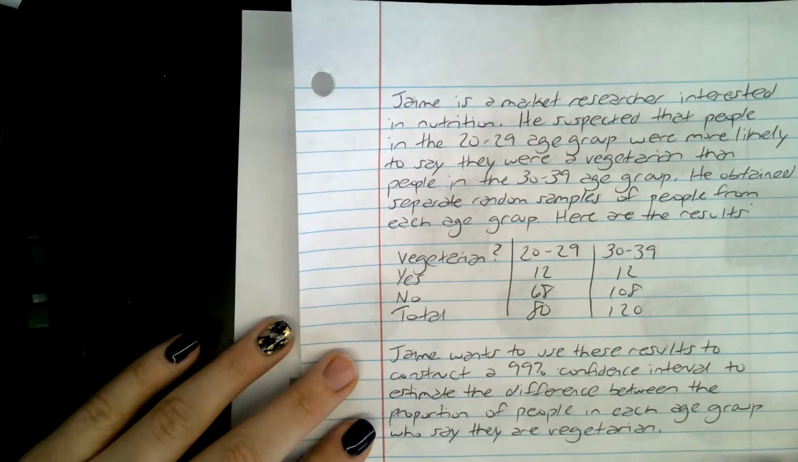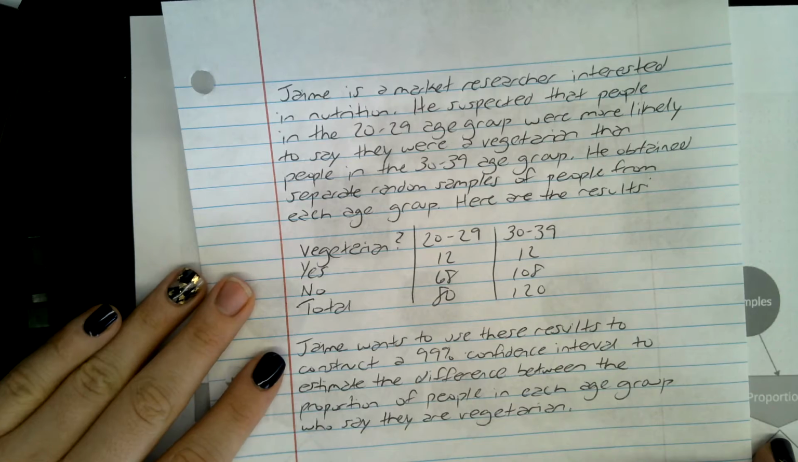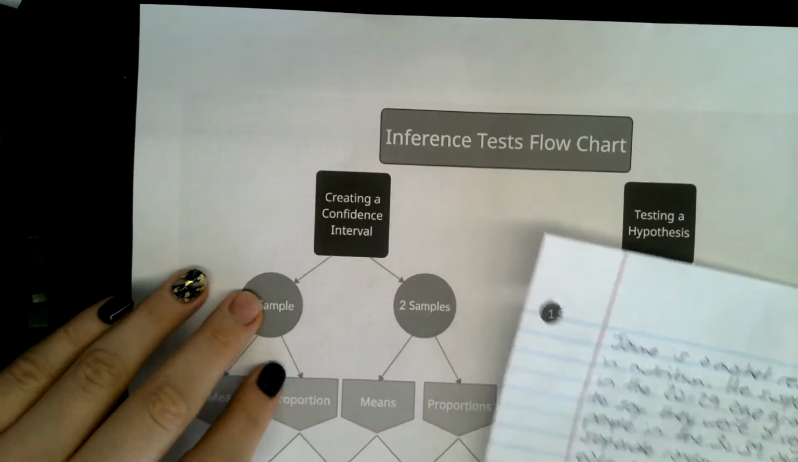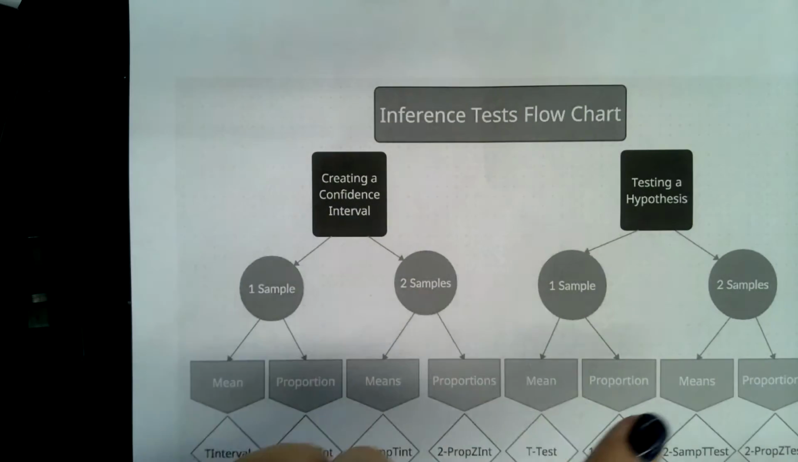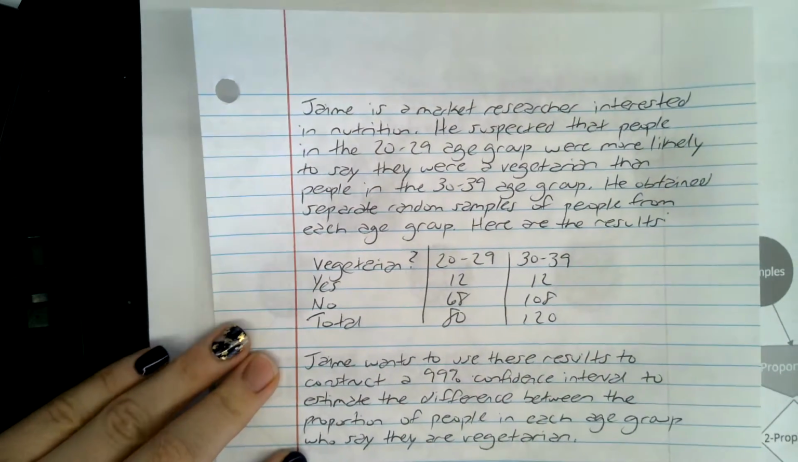All right, another inference test here. So let's read through this problem first, and we're going to try to decide what type of inference test we should be performing. The two questions we're going to keep in mind are, are we creating a confidence interval or testing a hypothesis? And do we have one sample or two samples? So let's read through that with those two questions in mind here.